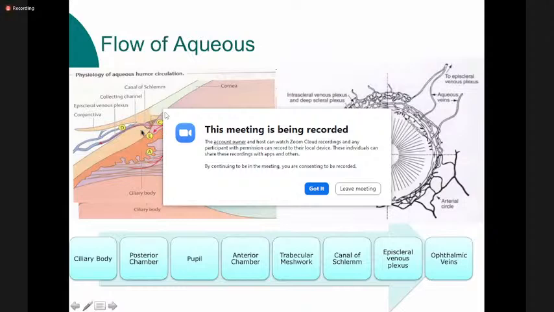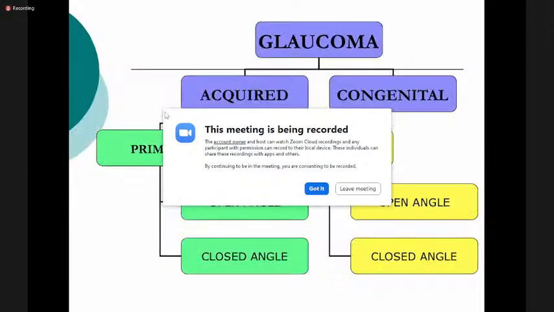Now, the obstruction of aqueous, mainly at the level of the trabecular meshwork, what that would mean is that if the aqueous is not able to flow out, then the aqueous is going to accumulate in the eye, and the eye pressures are going to rise, and that's when you have problems related to glaucoma.